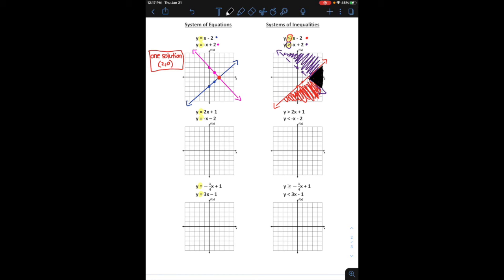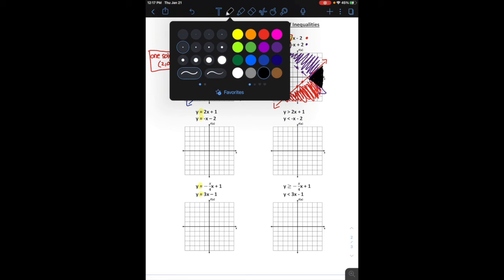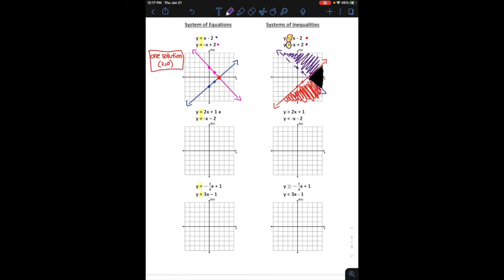Let's go ahead and check out the second system of both equations and inequalities. I'm going to graph the first one in purple, starting at 1 on the y-axis, and using the slope of 2 to go up 2, right 1, and graph the line. Equations we do not shade. The only solutions there are the ordered pairs on the line.